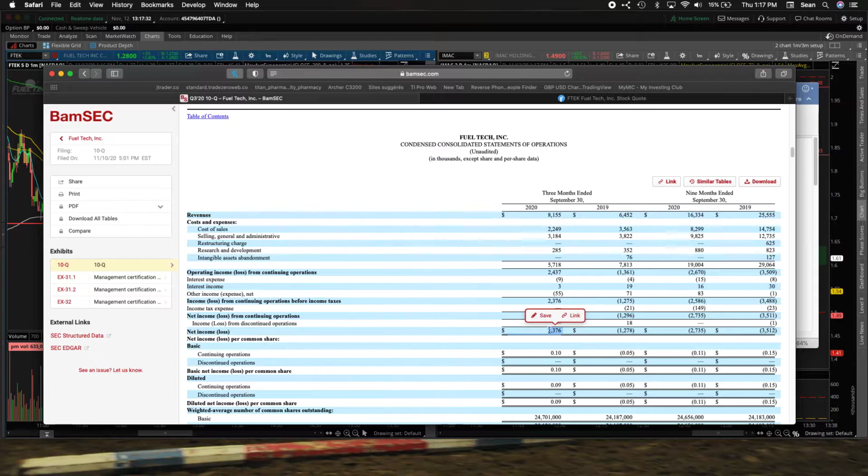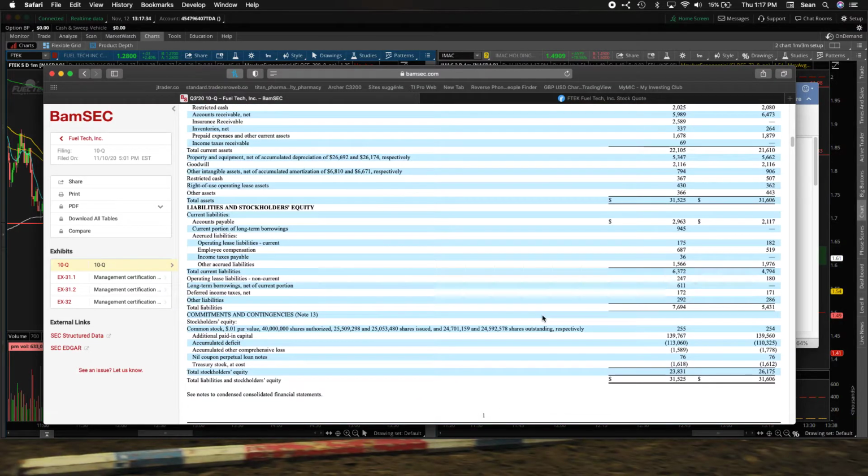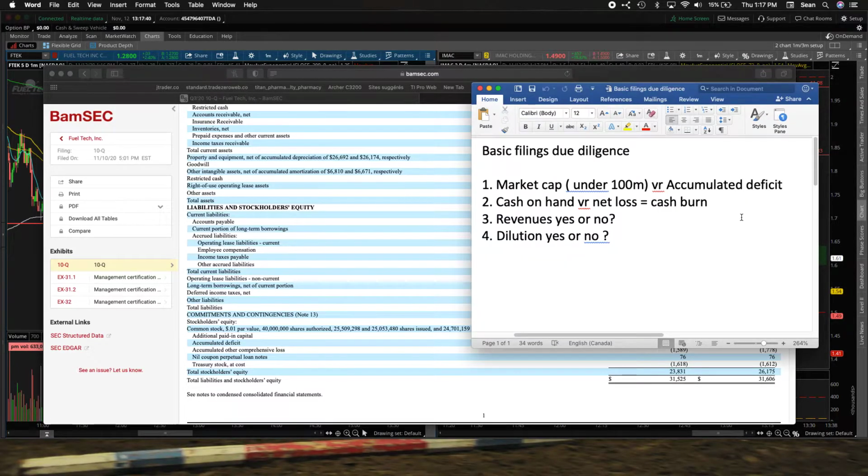So we do have cash here. Okay, so this is a red flag. So go 1 green, 1 red. All right, what's the next pillar that we have? The next pillar, revenues.